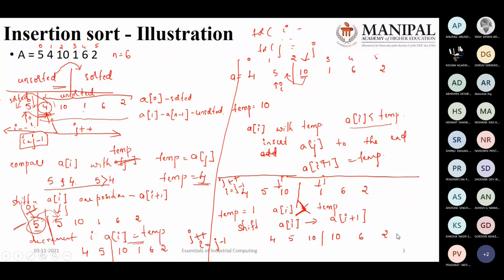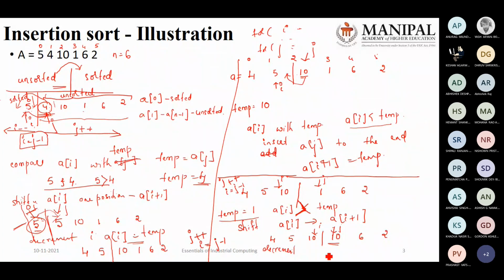You can see now when this shifting happens, the original value of A of j is lost. That is the reason we keep a copy in temp. So 4, 5, 10, 10, 6, 2. Now I is initially here, j is initially here. After doing this, you have to decrement I.